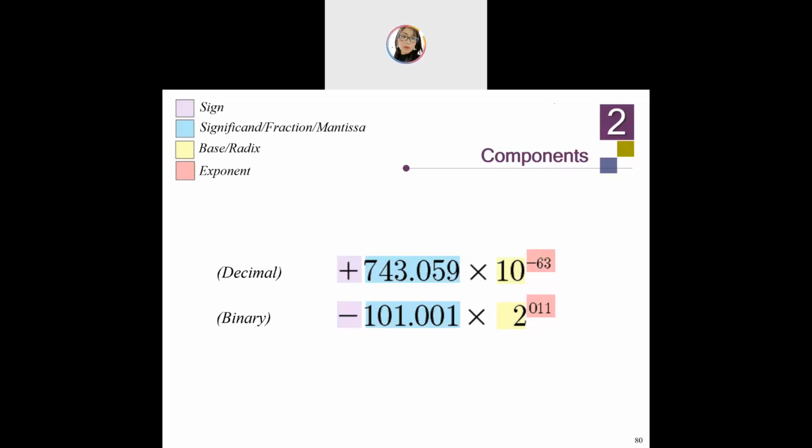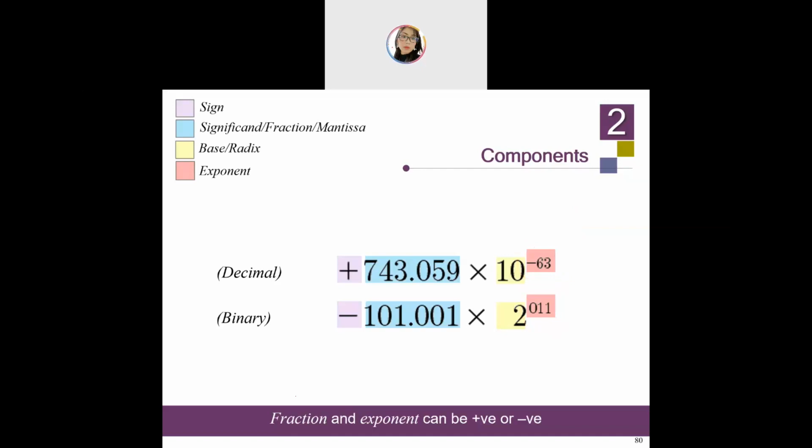Another one is the exponent. This one is very easy. I know this is the exponent from mathematics, when you started learning in, I think, secondary school. You know that this is the exponent. The fraction or mantissa or significand can be positive or negative. You need to put the value in the question.